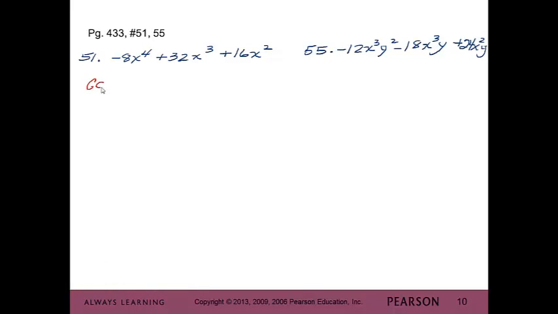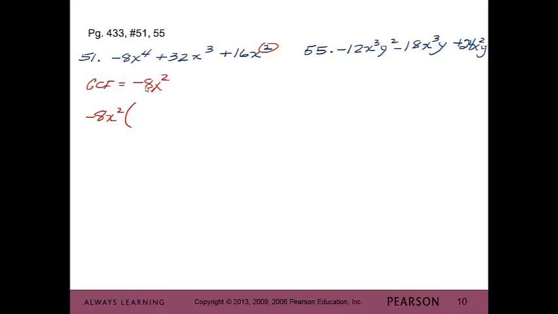So my GCF, here's my negative. And then between 8, 32, and 16, the largest number that would divide all of them would be 8. And then the smallest exponent is 2, so I'm going to take the x squared. So my GCF is negative 8x squared. So let's write our GCF. Remember, open your parentheses. Now we need to tell what's left over.